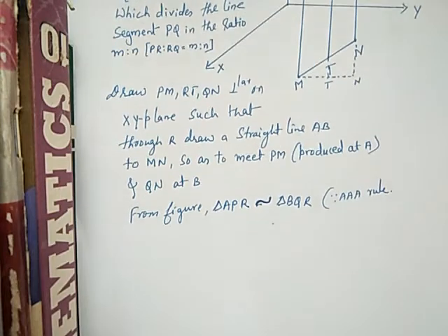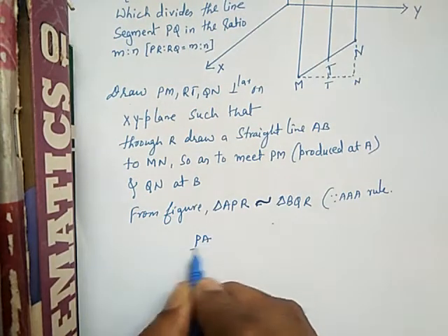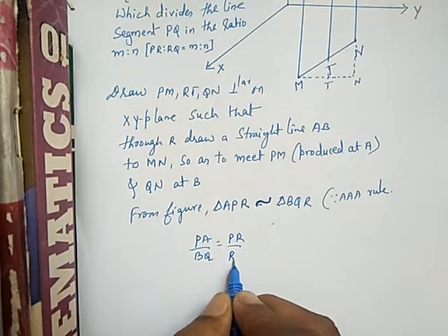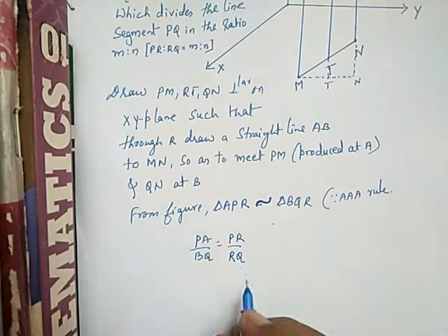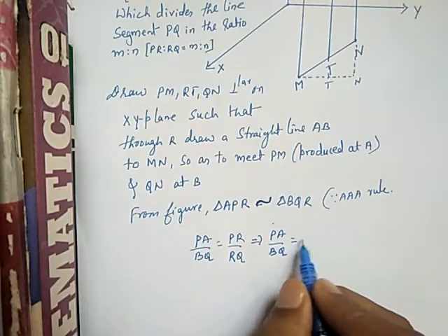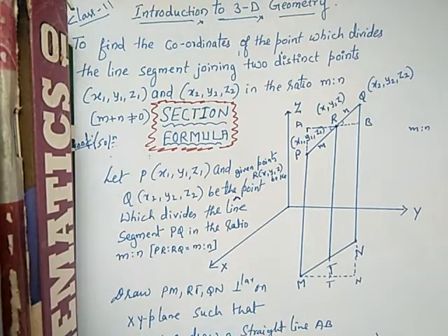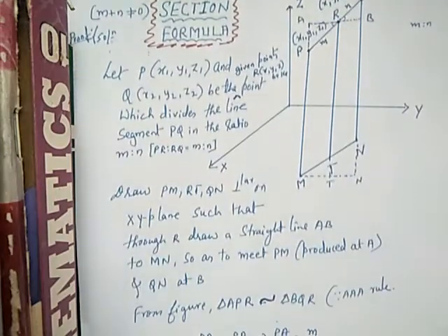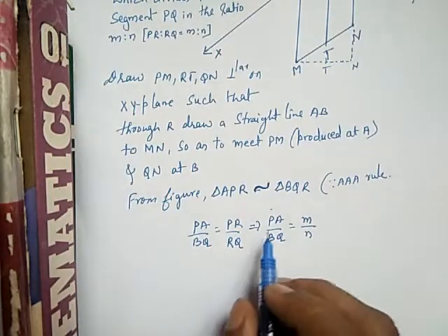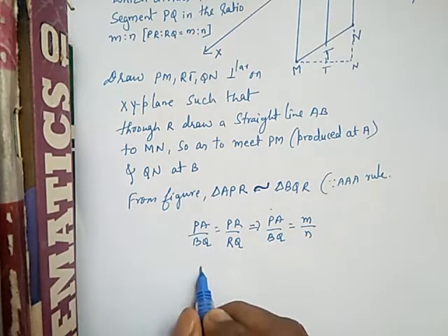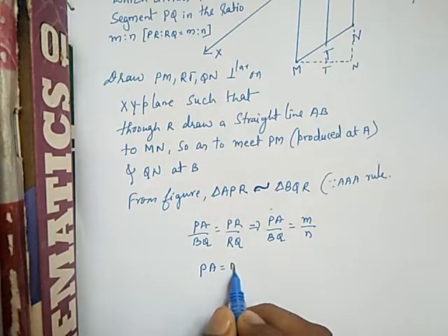If you write it like this, it can be written as PA divided by BQ is equal to PR divided by RQ, correct. Corresponding sides are in the same ratio. In this case PA divided by BQ is equal to PR by RQ, which is m divided by n. From here to here it is m, here to here it is n, so directly I have written m by n. So PA by BQ is equal to m by n. Now, can I write PA as MA minus MP?